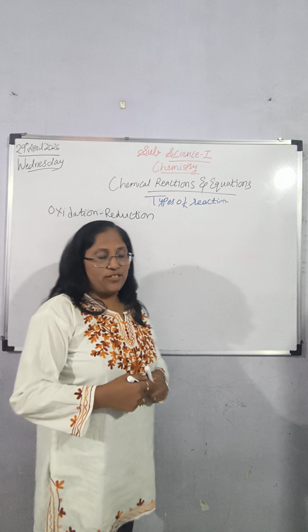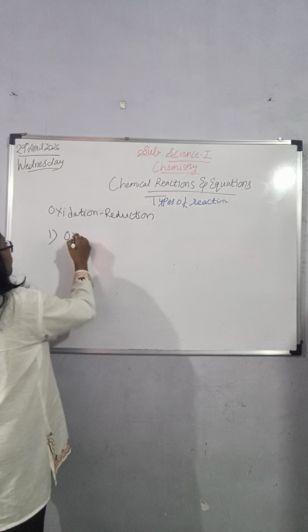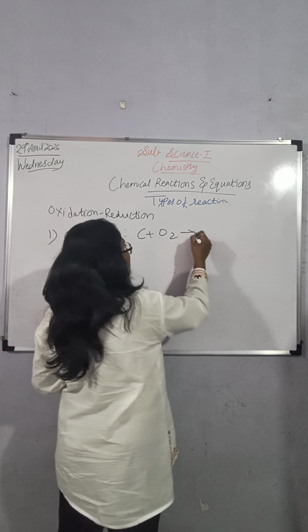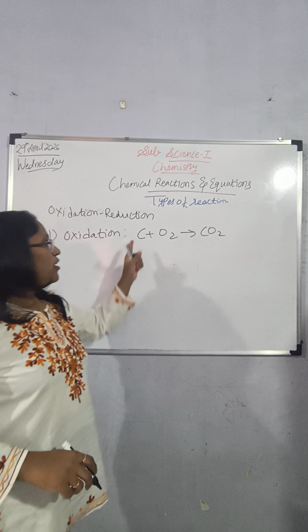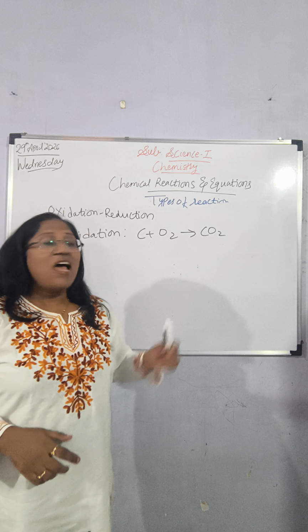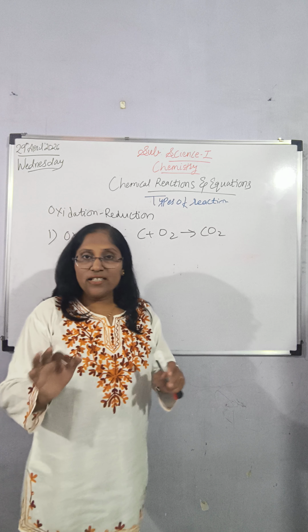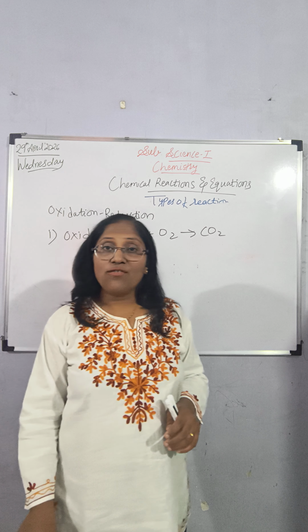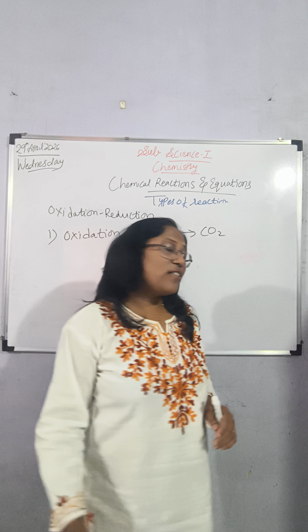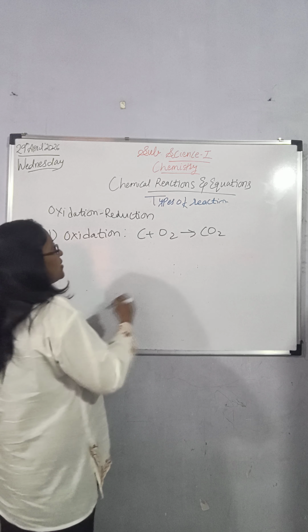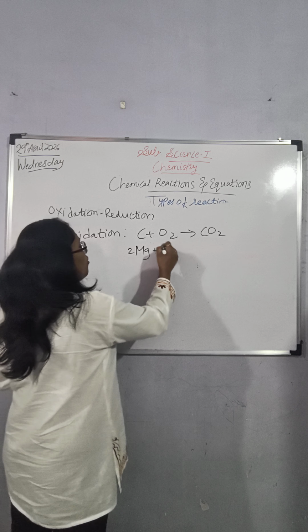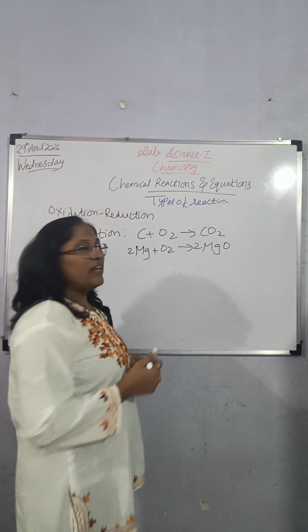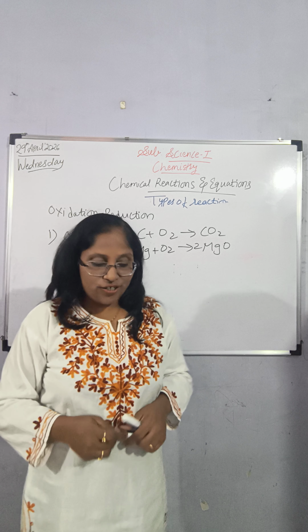Now first, oxidation. If I write carbon plus oxygen gives carbon dioxide, what happens in this case? Addition of oxygen has taken place. So this type of reaction is an oxidation reaction. Second example: magnesium plus oxygen gives magnesium oxide. Again, it is a type of oxidation reaction.